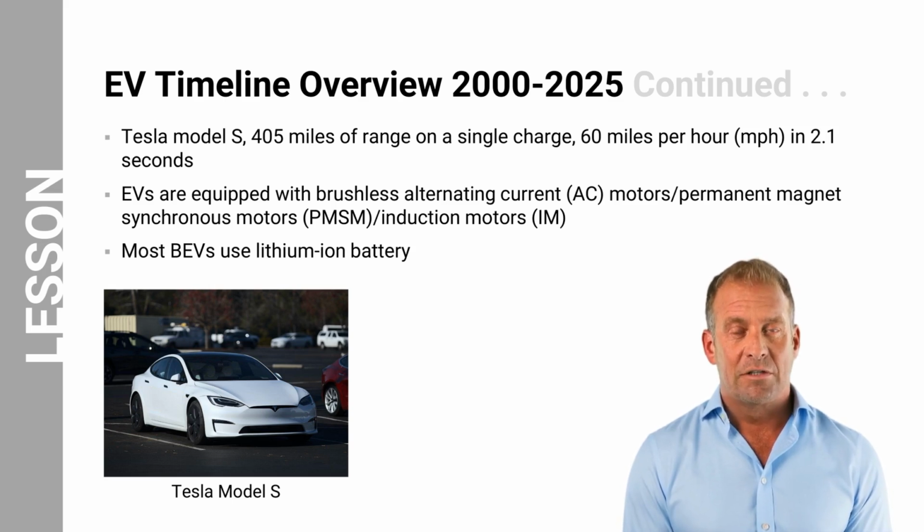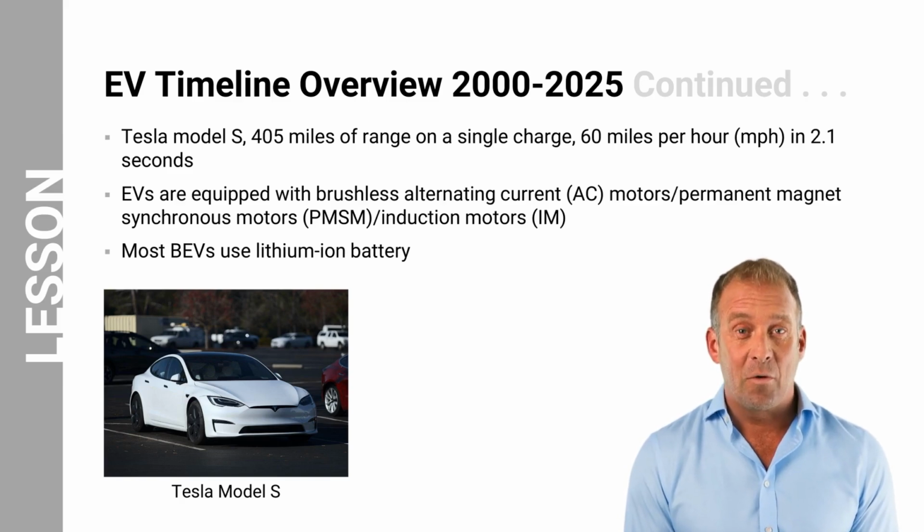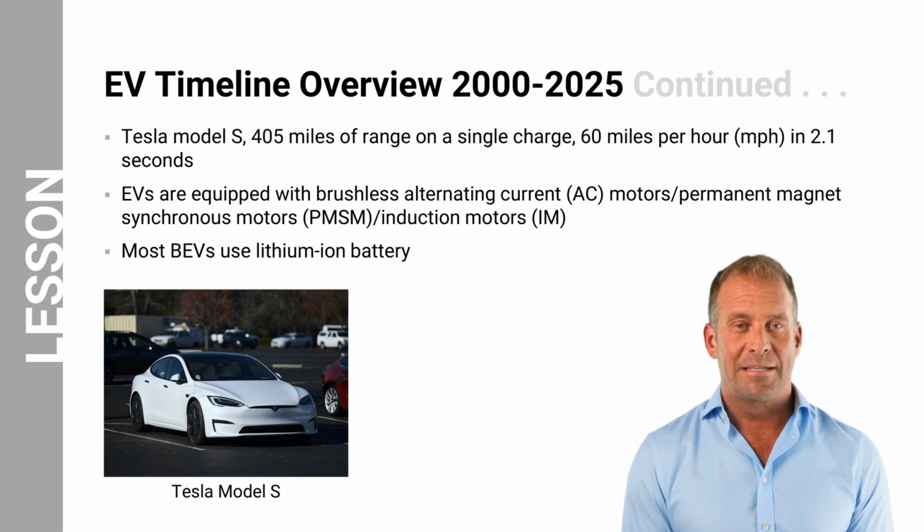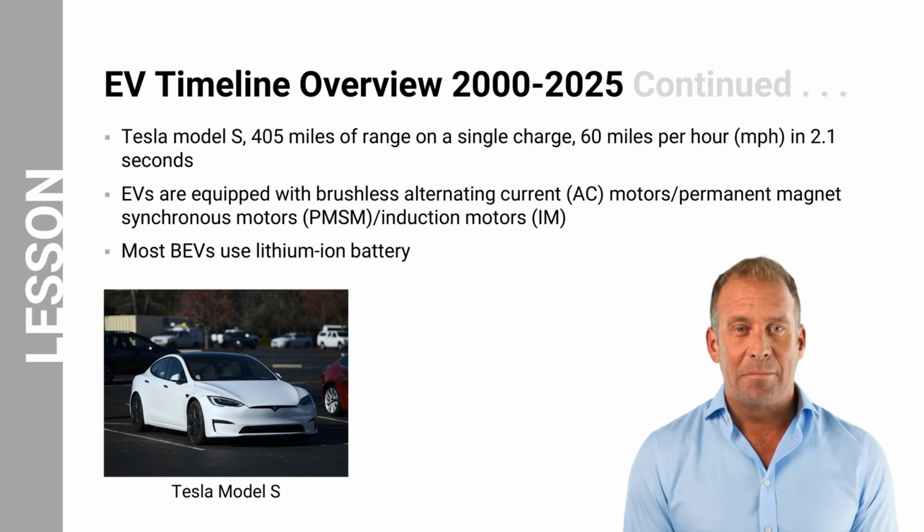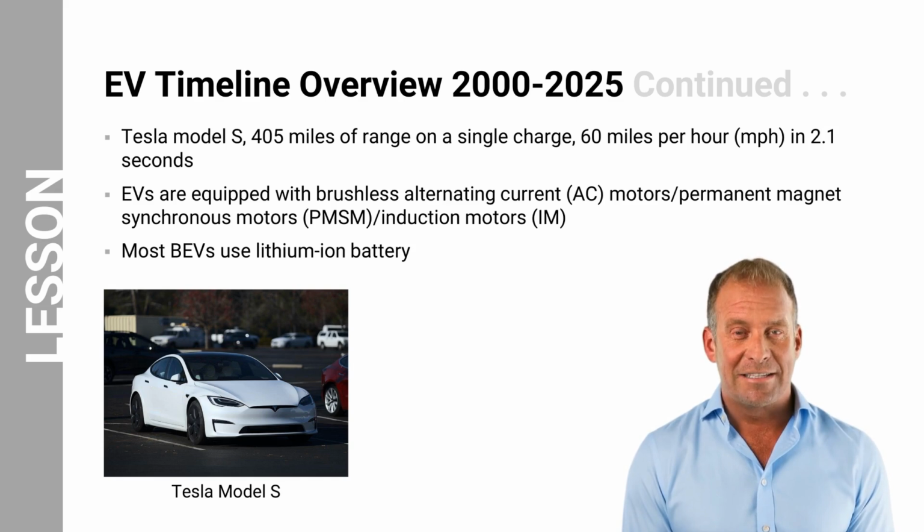EVs typically use brushless alternating current AC motors, commonly referred to as brushless AC motors, permanent magnet synchronous motors, abbreviated as PMSM, and induction motors, abbreviated as IM. These motors are more efficient and durable compared to traditional brushed motors because they eliminate the need for brushes and commutators. Brushless motors also provide better control over speed and torque. Permanent magnet synchronous motors are preferred because of their high efficiency, compact size, and excellent performance at various speeds. Induction motors are preferred due to their robustness and simplicity.